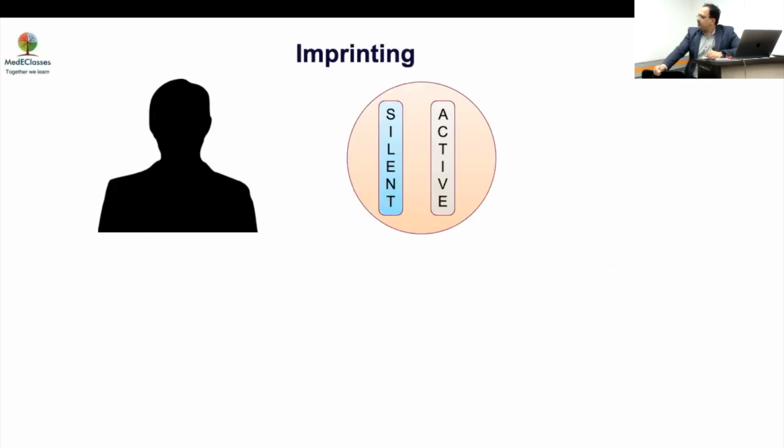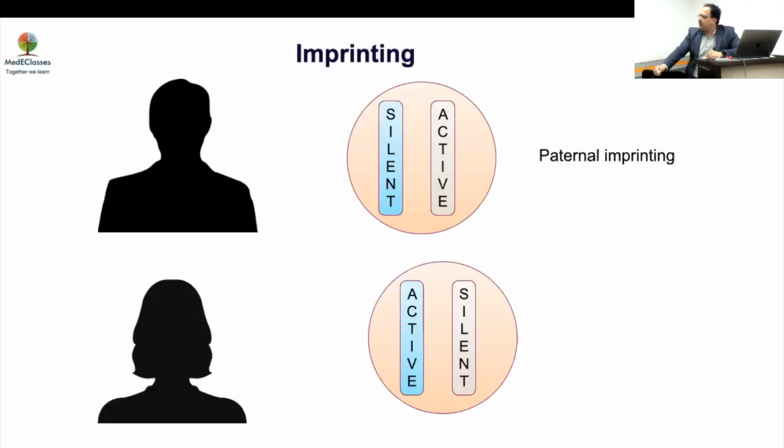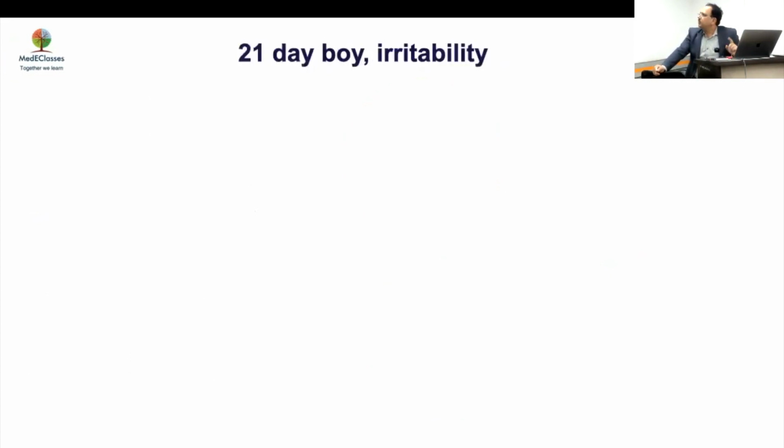Imprinting, as I said: if the gene is coming from the father, it is maternal imprinting, so the mother's copy is silenced. If it is paternal imprinting, it is not expressed when coming from the father, it comes from the mother, and the father's copy is silenced. So this is the basic concept there.